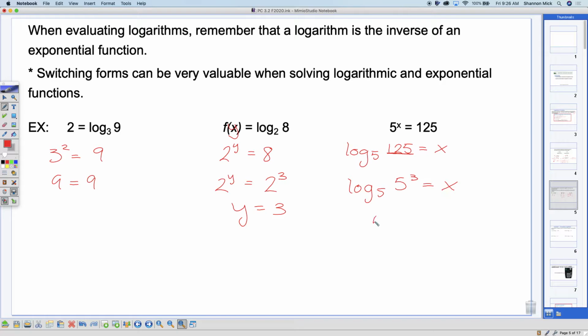5 to the 3, x. x equals what? 5 to the third, and x equals 3. I wanted to show you how those work together and why the one-to-one property works. Do you see that now?